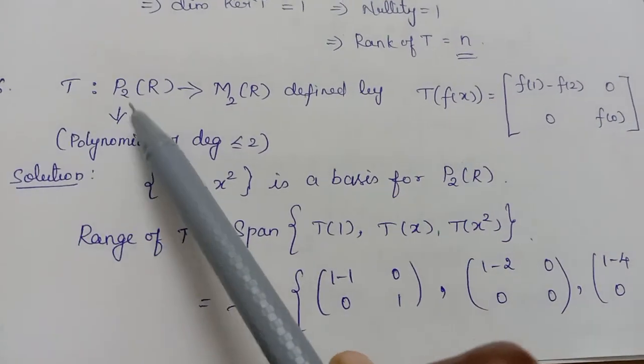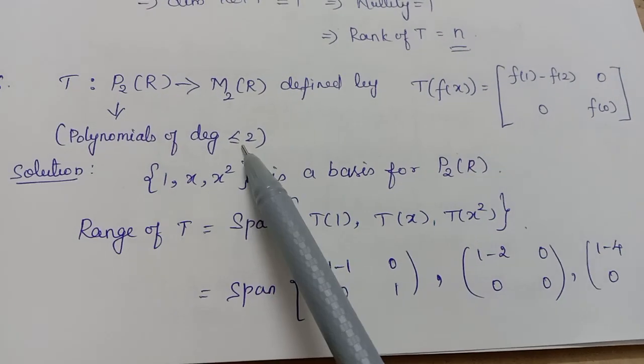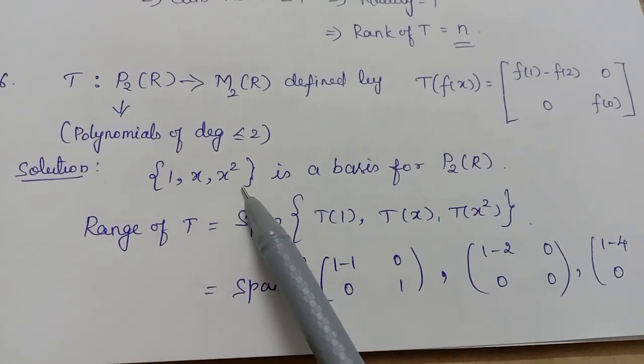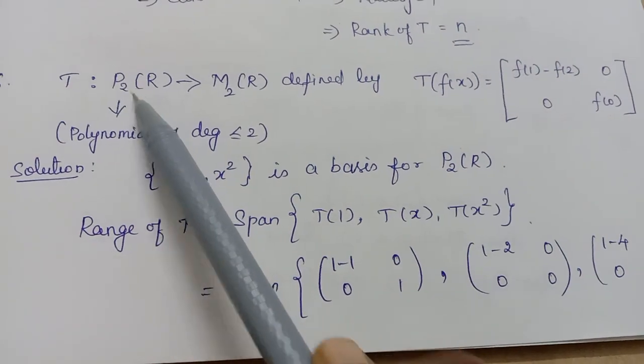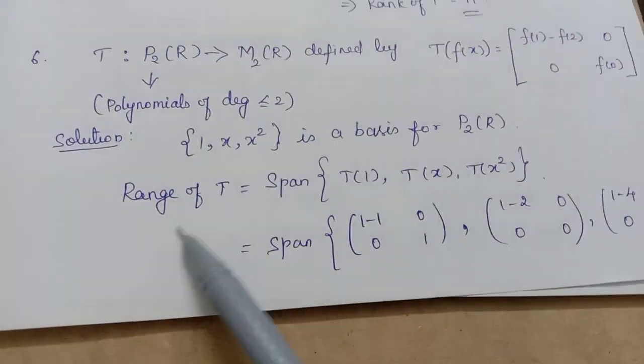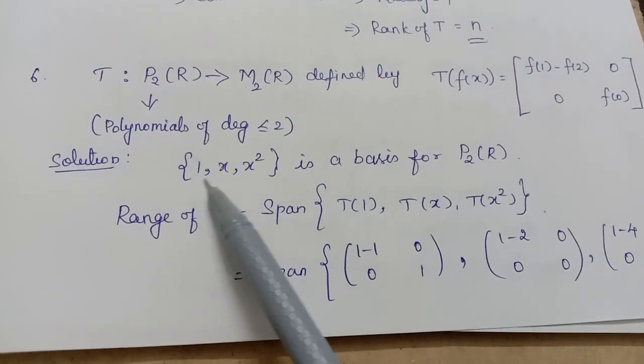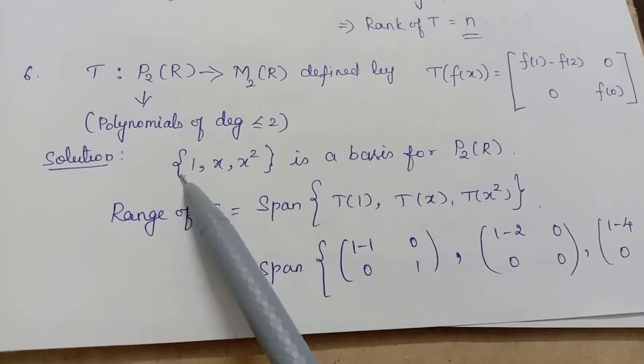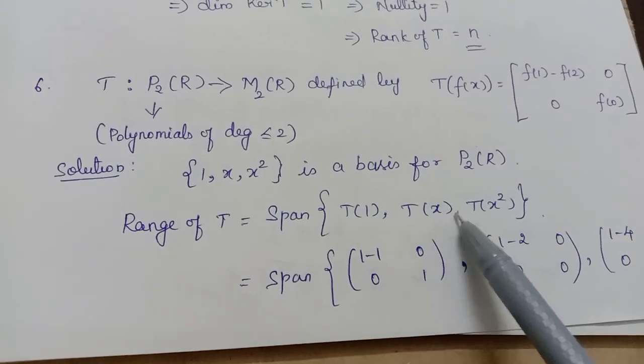Okay, so what is the basis for this one? This is a polynomial of degree 2, no? So 1, x, x square is the basis. This is of dimension 3. So this is the basis. So the range of T is given by the span of the image of this basis, so span of T of 1, T of x, T of x square.